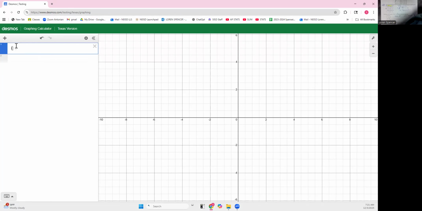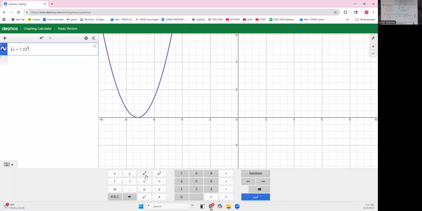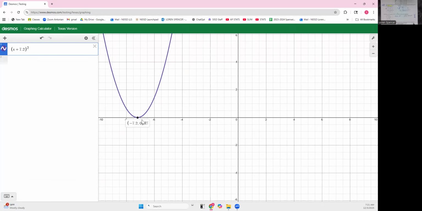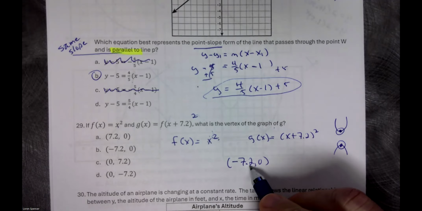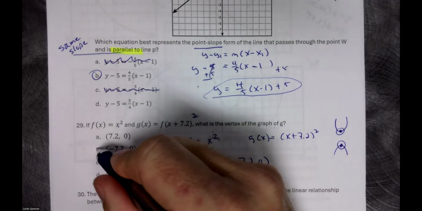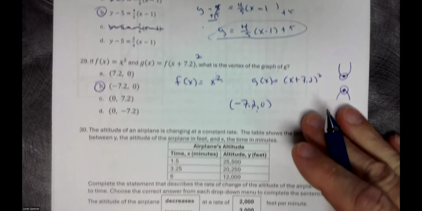So parentheses, x plus 7.2, and hit the typewriter and the squared. And we end up with negative 7.2, 0. That's our vertex. That happens to be our minimum. So we have a minimum like this, because this would be a minimum. That's our vertex, and we have negative 7.2 and 0. Our answer choice for 29 is B.